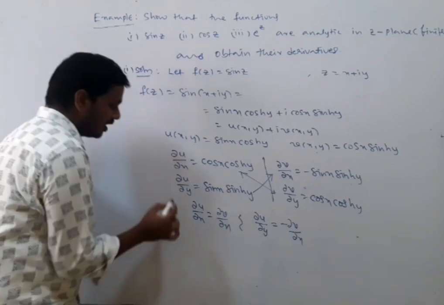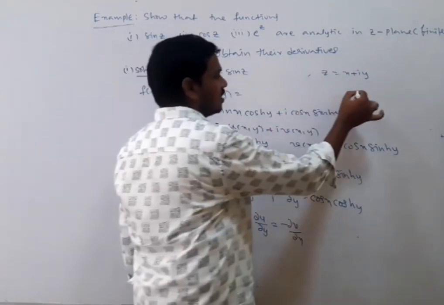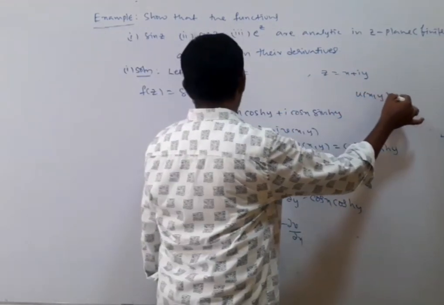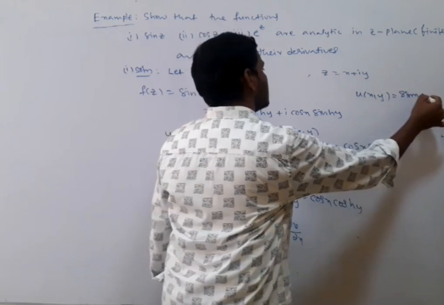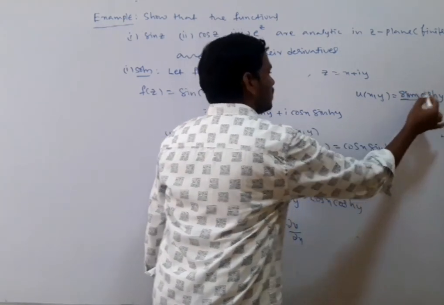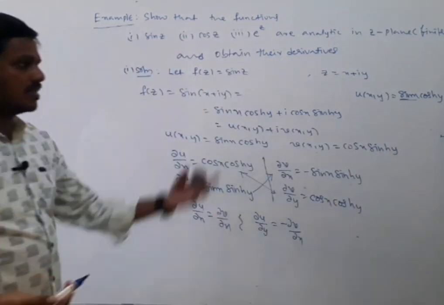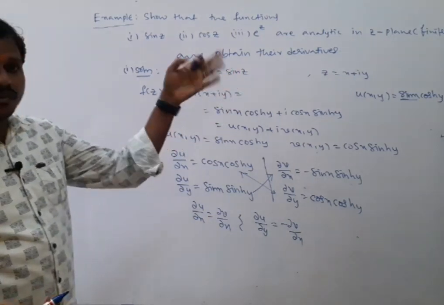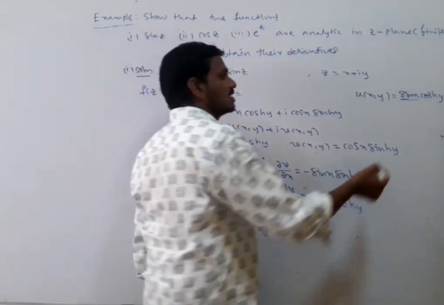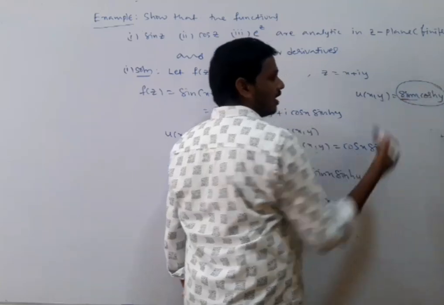Take u of x comma y equals sin x cos hy. The basic elementary trigonometric function sin x is continuous, and cos hy is also continuous. So the function sin x cos hy is continuous everywhere, right?